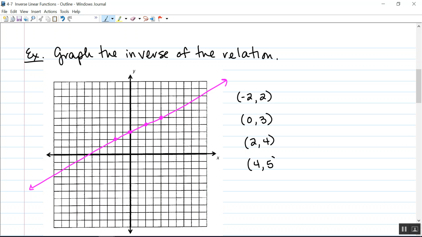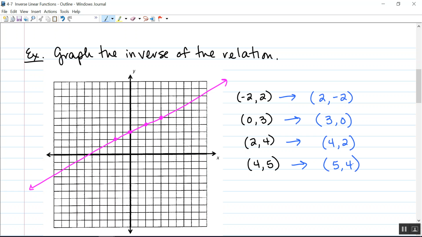And actually, if you look at this set of ordered pairs, you'll see that there is a pattern here. My x's are going up 2 and my y's are going up 1. Now, in order to get the inverse, maybe I'll go ahead and do this in a different color. I'm just going to rewrite each ordered pair with the x and the y flipped. So instead of negative 2, 2, I'll have 2, negative 2, and 3, 0, and 4, 2, and 5, 4.